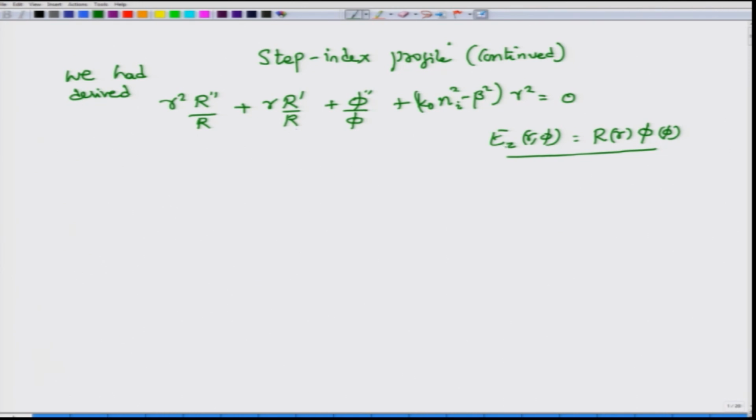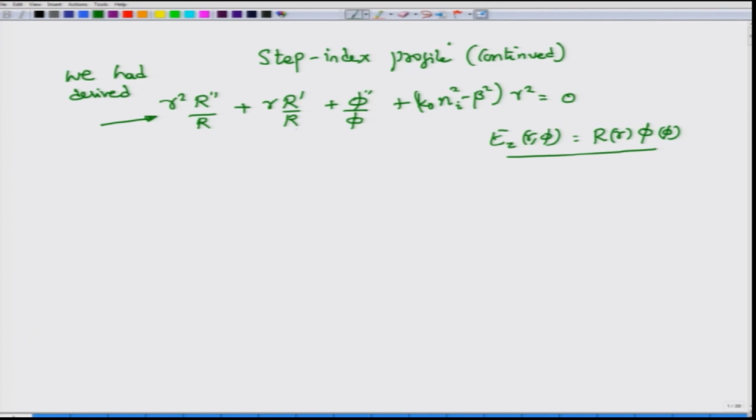So, we wrote Ez of r, phi as R of r times Phi of phi, where R of r is exclusively a function of the small r itself, which is the radius, and phi is the azimuthal angle. The capital Phi of phi is just a function only of phi, and we substituted this into the wave equation for Ez, and after simplifying that, we derived this particular equation, at which point we had stopped because we did not have sufficient time to discuss the solutions. Now, that is what we are going to do in this module.